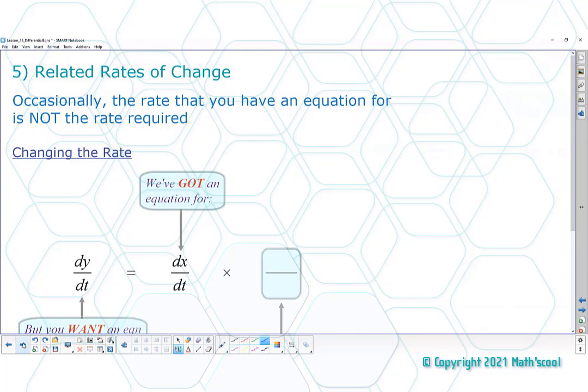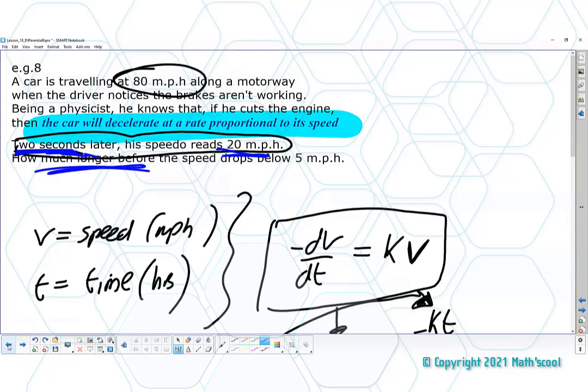Okay, last bit of what we need to do today is related rates of change. Occasionally the differential equation that you've formed is not the one that you want. Let me just explain that to you a little bit more.